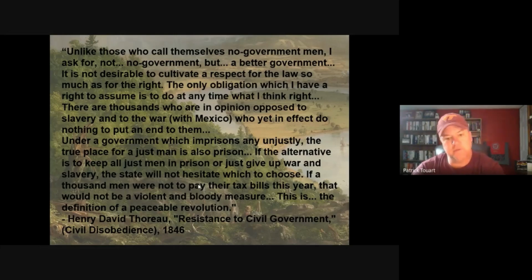And so civil disobedience will pass into the nature of democratic societies as a democratic way to resist laws without engaging in violence, or as he says, would not be a violent and bloody measure, a peaceable revolution.